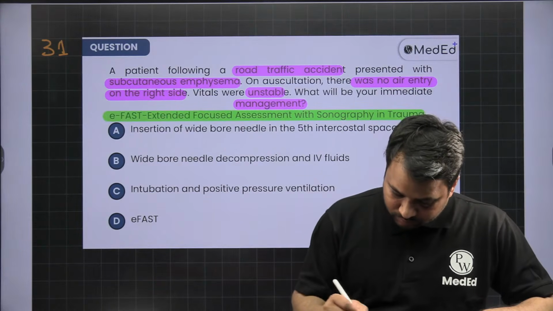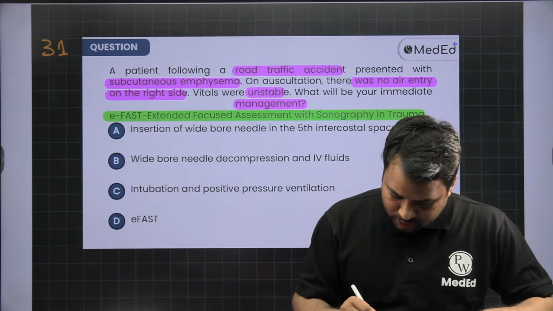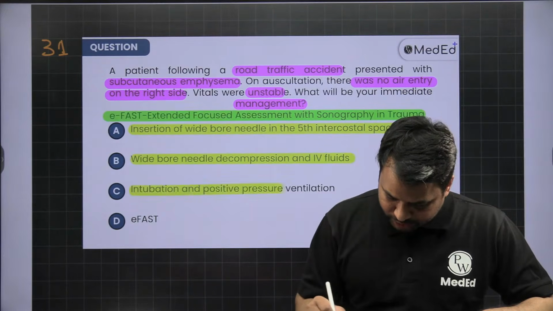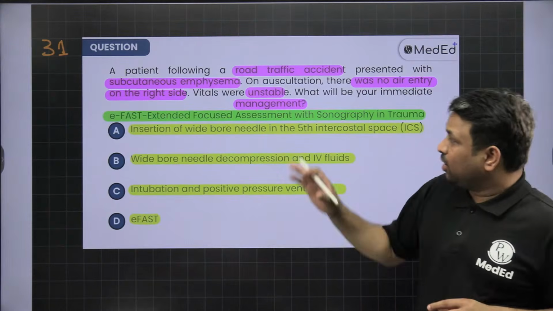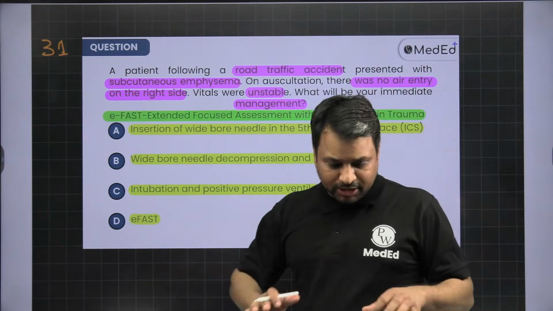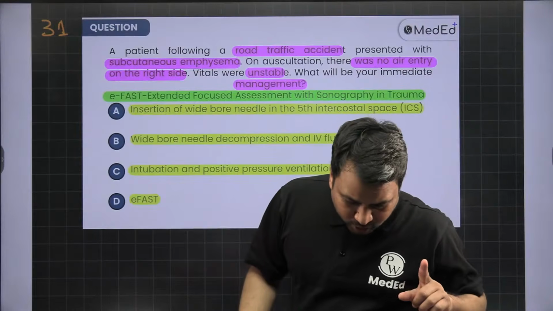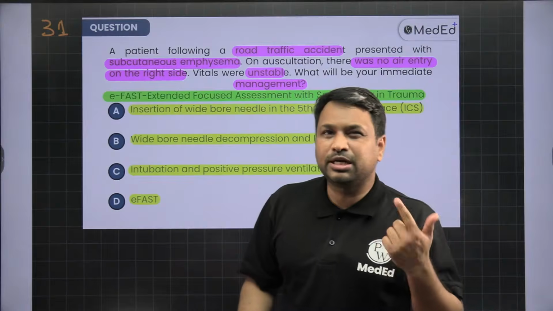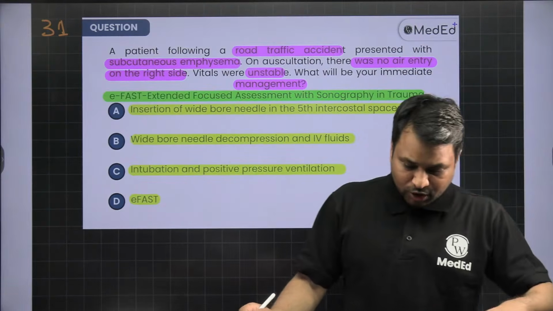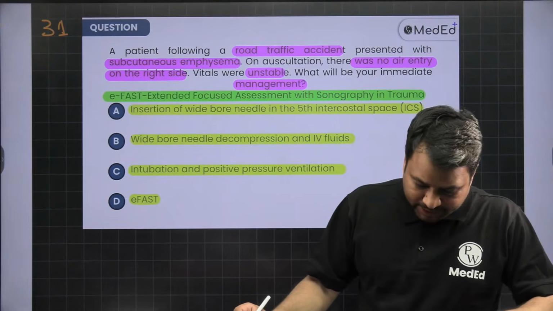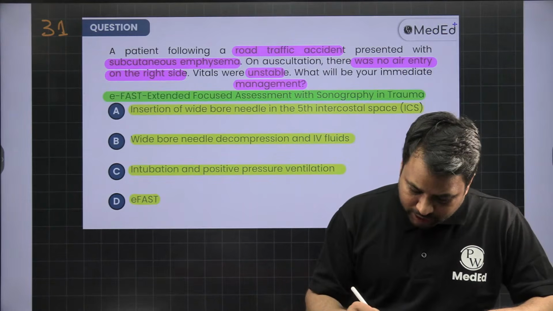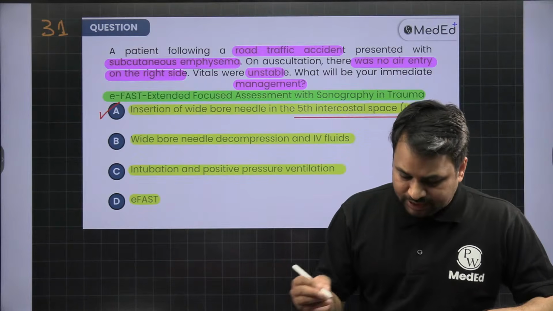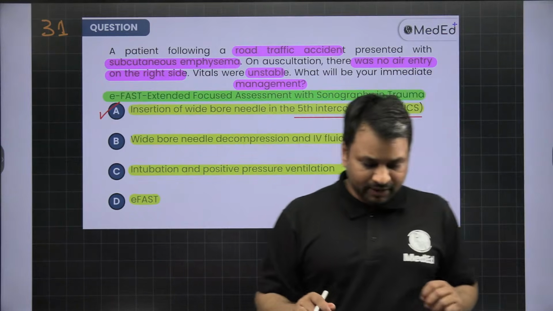Would you like to go ahead with insertion of a wide bore needle in the fifth intercostal space to decompress, IV fluids, intubation and positive pressure ventilation, or E-FAST? This is a patient following a road traffic accident presenting with subcutaneous emphysema. On auscultation, there's no air entry on the right side, so there's a pneumothorax, probably a tension pneumothorax. So immediately you have to decompress it. Inserting a wide bore needle in the fifth intercostal space makes sense. That's your next immediate step, so the answer here is going to be A.